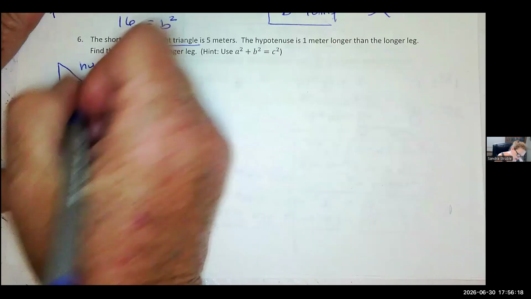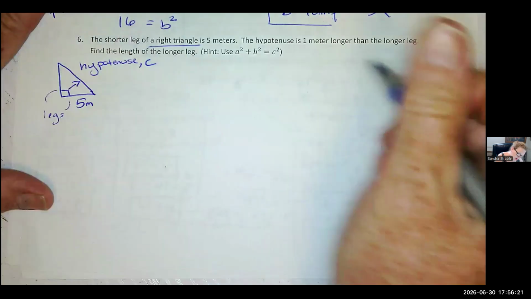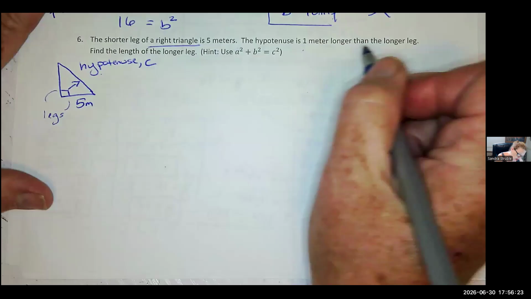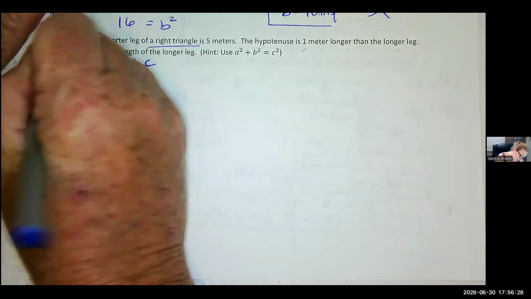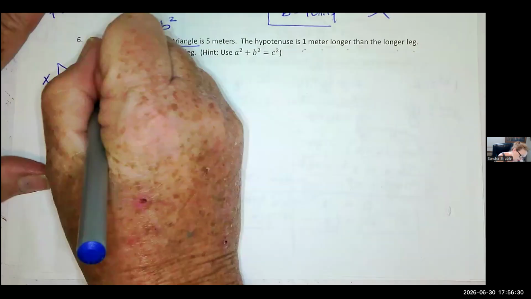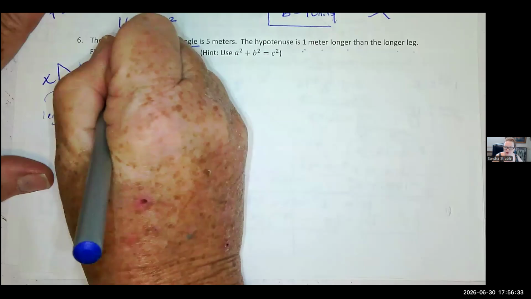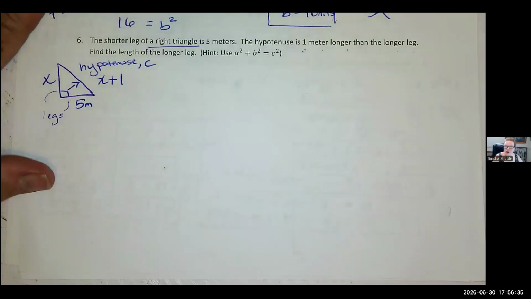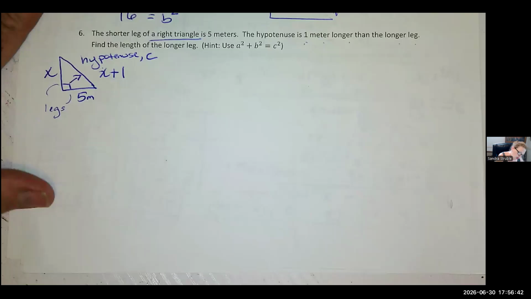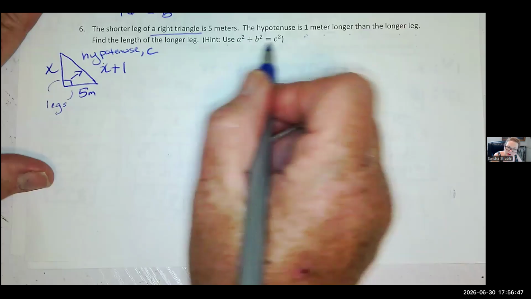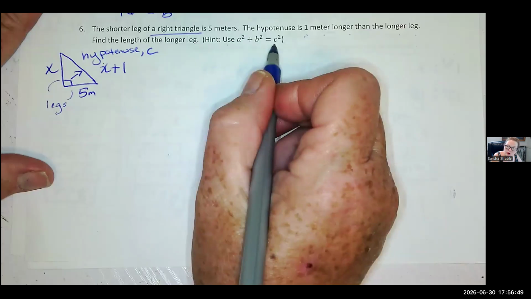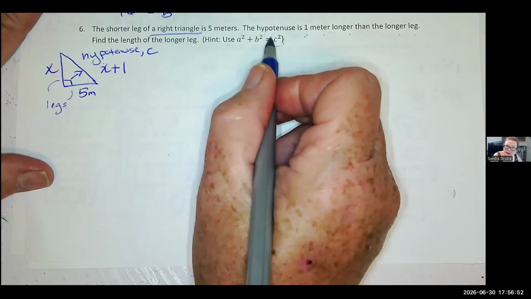The hypotenuse, which is this guy here, is 1 meter longer than the longer leg. So we don't know what the longer leg is, but we do know the hypotenuse is 1 meter longer than the longer leg. All right. Find the length of the longer leg. We're going to find the length of the longer leg and the hypotenuse, just because you need to, again, understand what's happening here. To do that, you have to use a squared plus b squared equals c squared, the Pythagorean theorem.